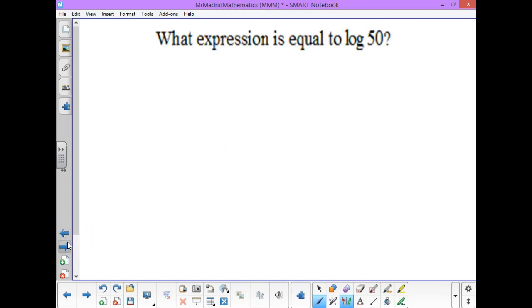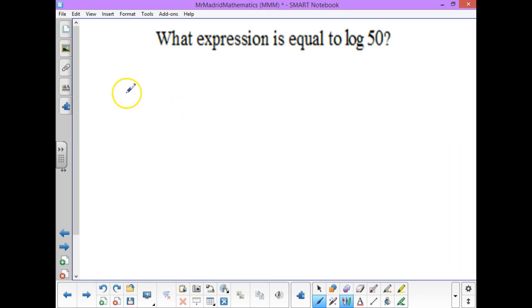Alright, appreciate your patience there. Let's move on to the last one. This was kind of a vague request. Write the expression equal to log of 50. That's really how you read it. I'm not saying log base 10 of 50, but that's implied.